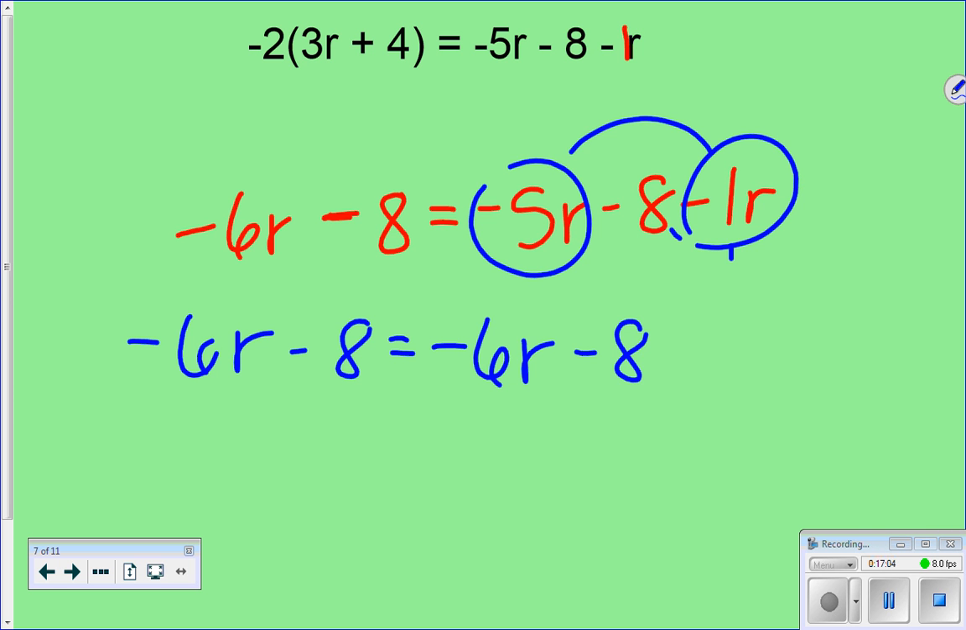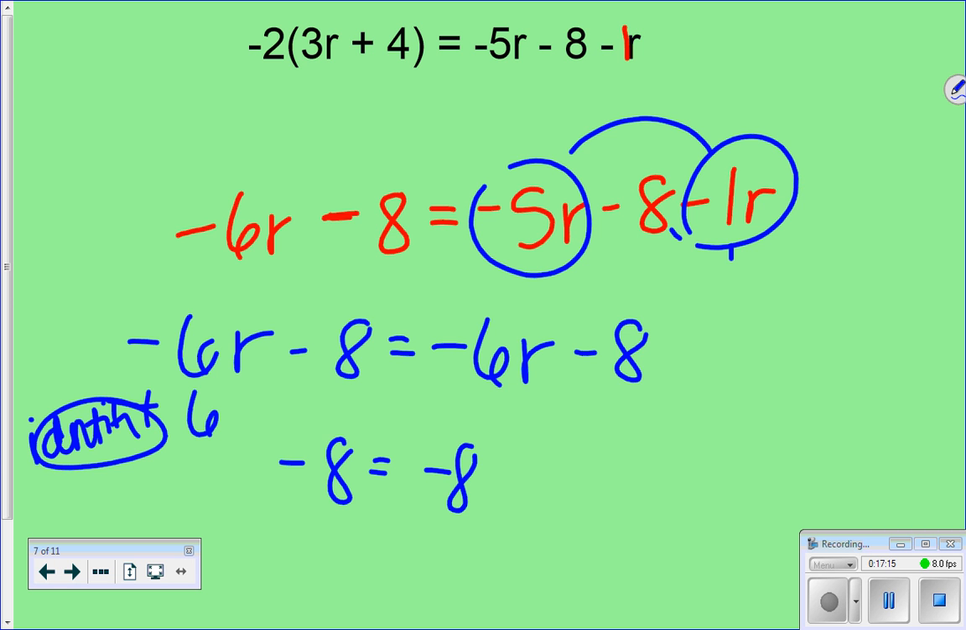Okay, I notice both sides look alike, right? So what do you think it is already? Identity, because if I add 6r and add 6r, this is what it looks like. Identity. Yep, that's all you need to write. Very good.